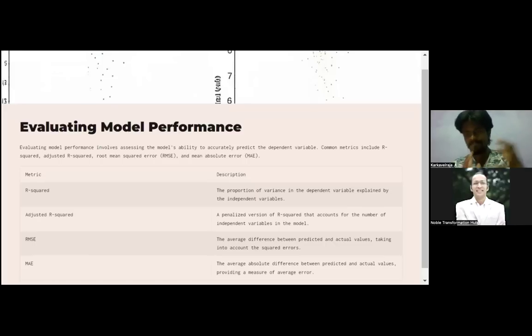This is a very important thing. Once your model is ready, you need to evaluate it somehow. How can you say your model is working fine? You need to say it based on these scores. Hope you have understood.